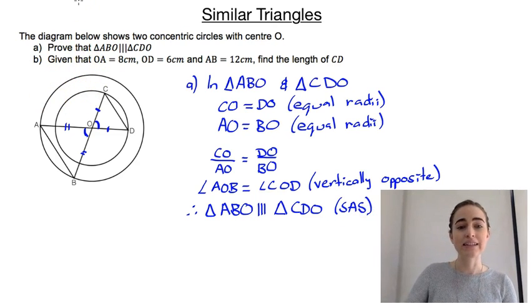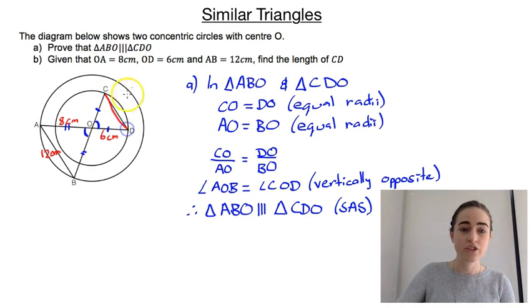Part B says then that given OA is 8 centimetres, so let's write this on. That's 8 centimetres there. OD is 6 centimetres. And also AB is 12 centimetres. Then we want to find the length of CD. So CD is this one along here. So that side matches up or corresponds to the side AB. And the side AO and DO are corresponding as well.